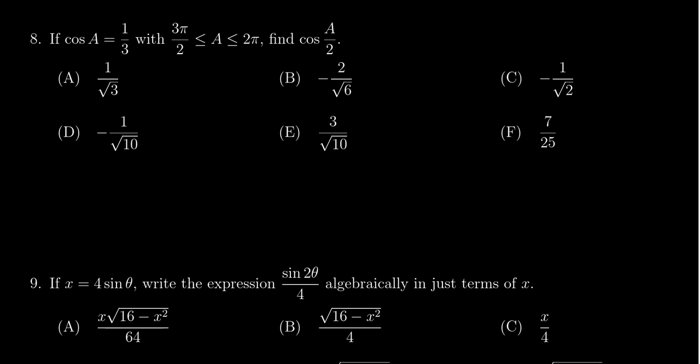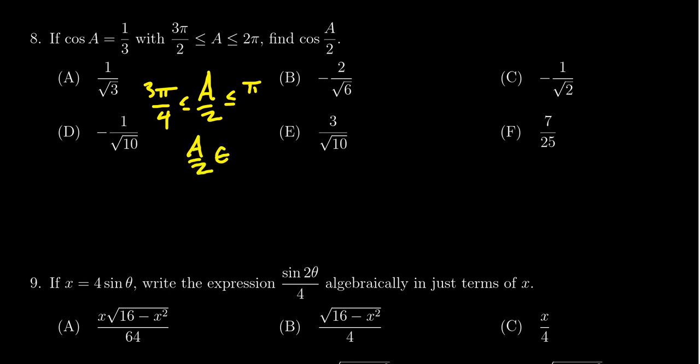So if A is between 3 pi halves and 2 pi, then that means that A halves will reside between 2 pi divided by 2, which is just pi, and 3 pi halves divided by 2, which is 3 pi fourths, right? So which quadrant is this in now? Notice that A halves is going to live inside of the second quadrant.